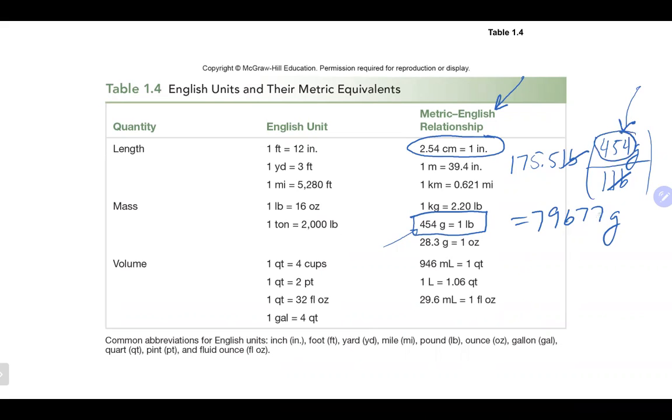The one is just basically 1. So 454 would have 3 significant figures. This would have 4 significant figures, which means technically we should end up with 3 significant figures here as we're multiplying and dividing, and that would be 79700 grams.